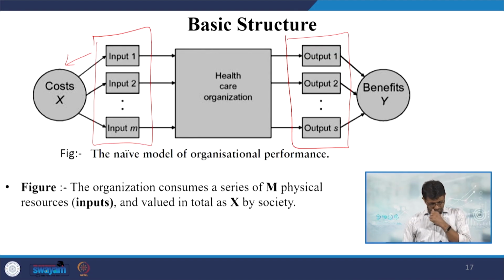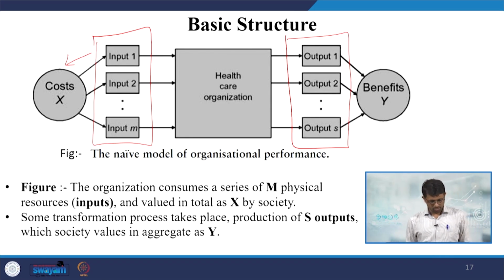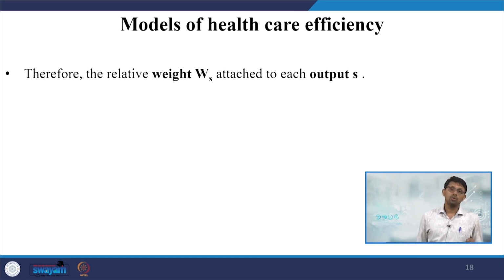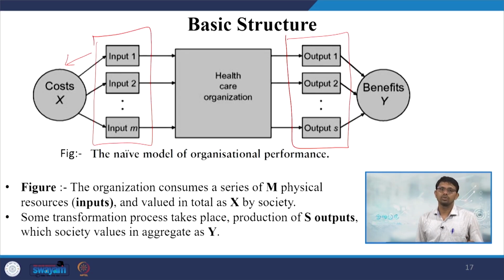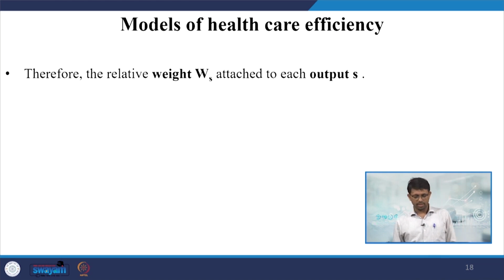Okay. So, the organization consumes a series of m physical resources or inputs, valued in total as x by society. Some transformation process takes place, that is the production of s outputs, which society values in aggregate as y. Therefore, when we say there are different indicators affecting the cost or the input, here is our input and this is our output, and combinedly we can derive one variable through their respective weights.